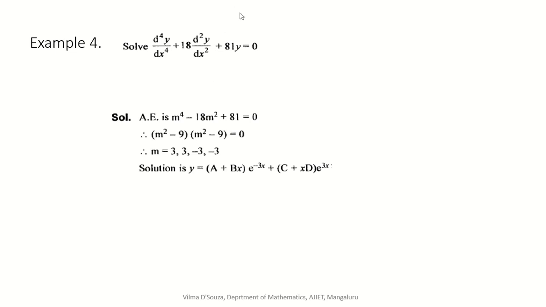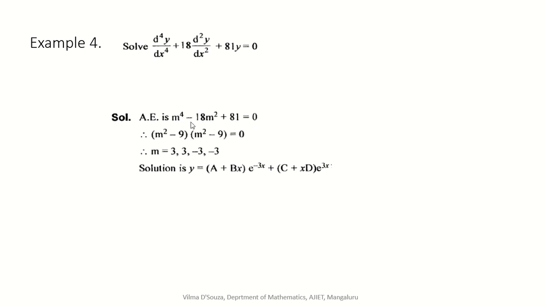Consider the next problem. Solve d⁴y/dx⁴ + 18 d²y/dx² + 81y = 0. See here you have the fourth derivative. So your auxiliary equation will be m⁴ - 18m² + 81 = 0.